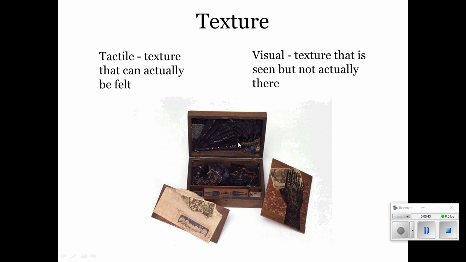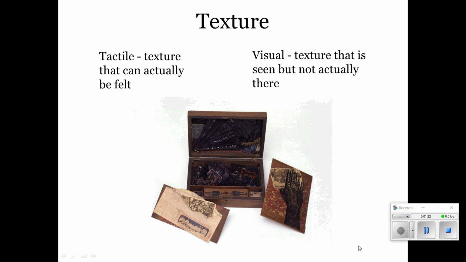So if we keep looking at textures, what we can see is there's some things in this box that we could actually feel, like this fan here, we would feel those ridges. There's cards in here, they would feel smooth. It looks like there's some necklaces in here, and so they'd have different feels. But then we have images of this hand. An image of this hand just looks like it's rough, but it's really not rough. That would feel soft. That's not a real hand. That's just an image of a hand. Just like these pictures are pictures of people or of a tree, but they're not going to feel that way. They're just going to look that way. So again, we have tactile texture that can actually be felt, and visual texture that is seen but not actually there.